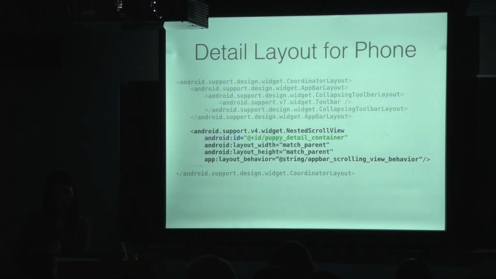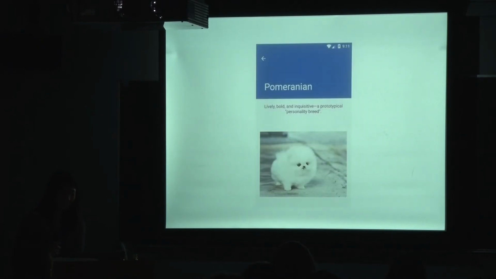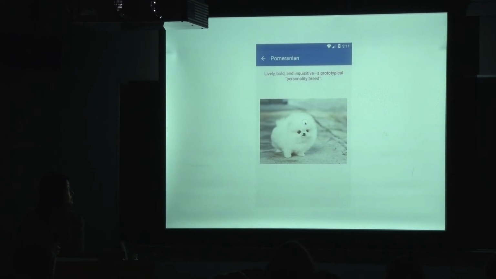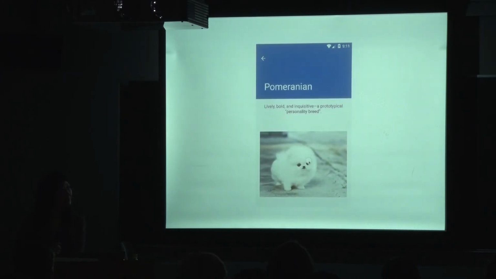And I also use the collapsing toolbar layout to achieve the little animation effect that you saw in the phone size demo. So here's that animation again, in case you forgot. Another opportunity to look at cute puppies.